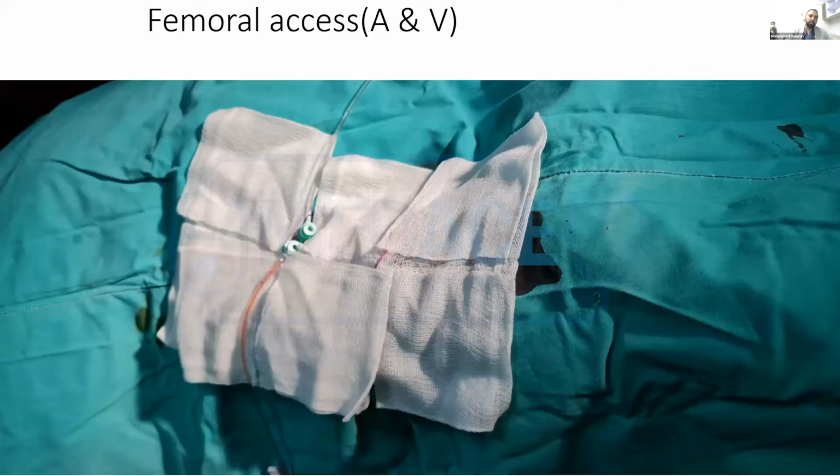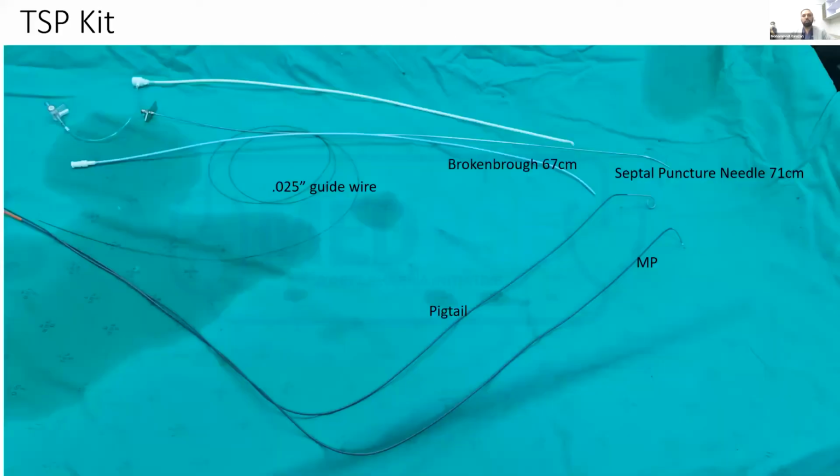So this is the toolkit. As Dr. Badar has already mentioned, at our center we usually puncture the interatrial septum with the help of the Brockenbrough and the puncture needle. We don't frequently use the Mullins sheath, so our assembly only consists of the Brockenbrough and the puncture needle. The puncture needle is about 4 centimeters longer than the Brockenbrough. Brockenbrough is 67 and the puncture needle is 70. That's why when we puncture, the needle comes out of the Brockenbrough.